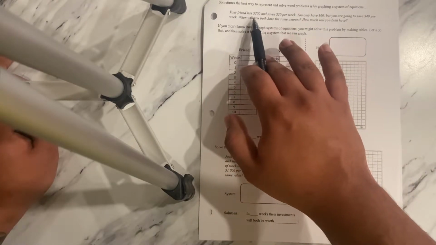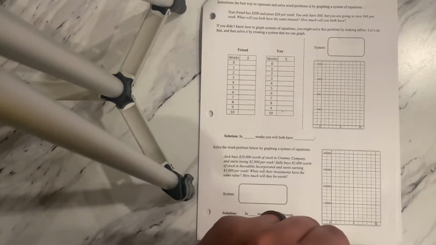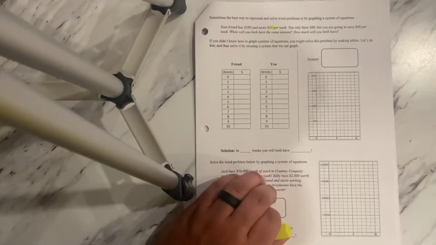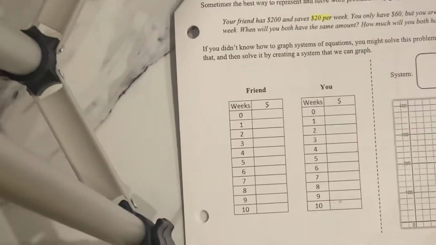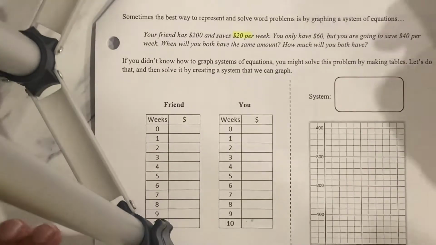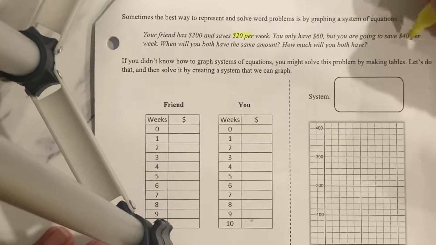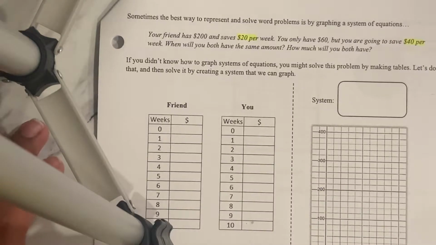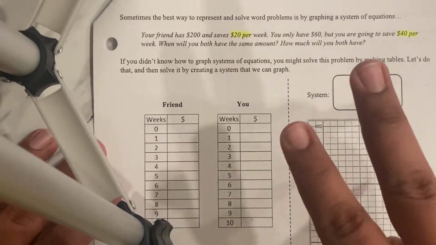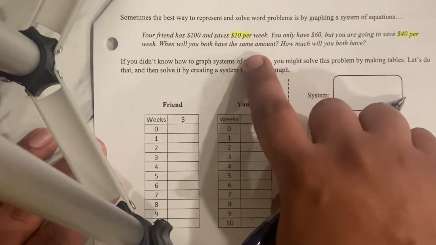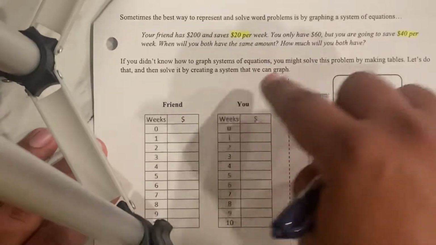Your friend has $200 and saves $20 per week. I'm going to highlight that word per with the 20 right next to it. Let me zoom in just in case. You only have $60, but you're going to save $40 per week. Gonna highlight that also. When will you both have the same amount? How much will you both have? So there's 2 questions here. We want to make sure that we find the intersection of having the same amount.